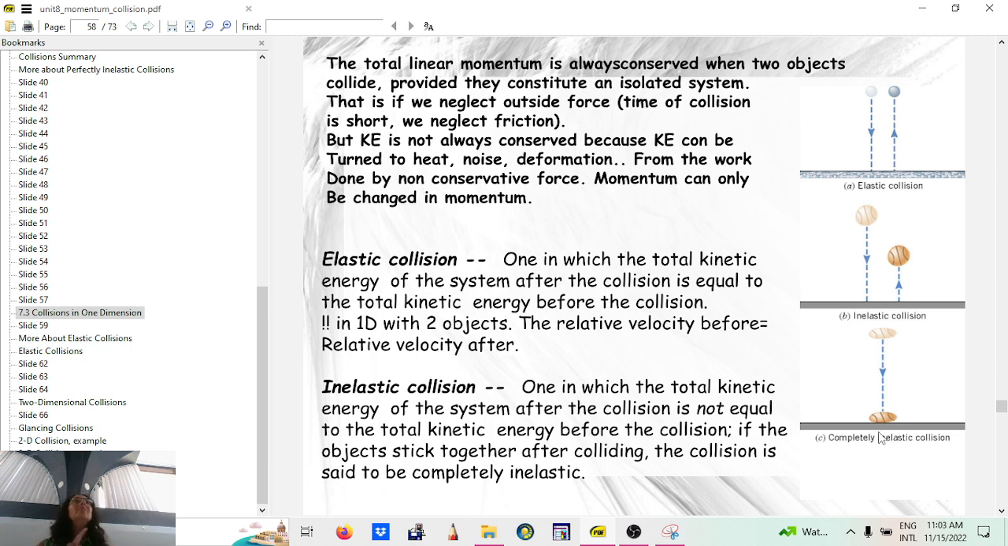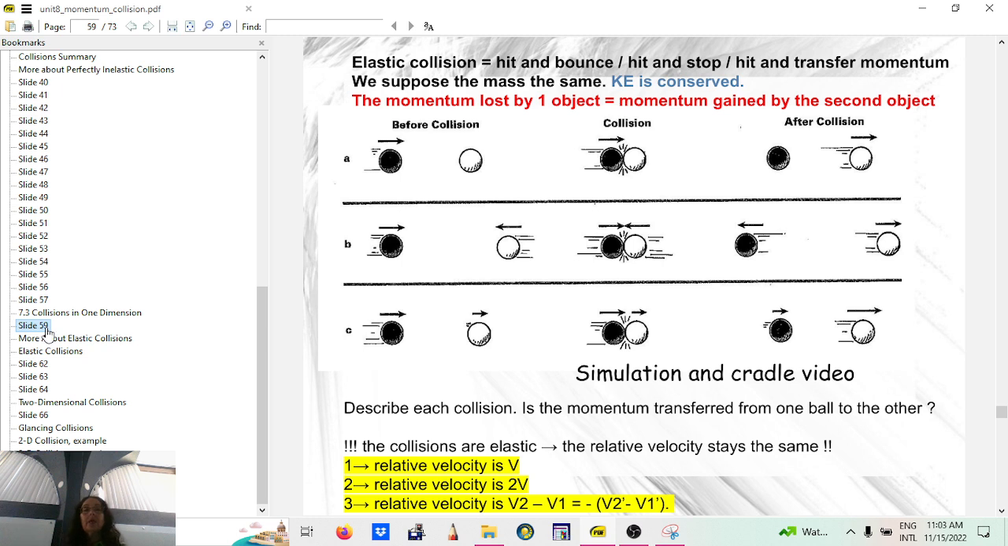However, the momentum is always conserved. Momentum is always conserved. Except here you have the earth, and the earth is so big, it's not going to move very much. Momentum is always conserved unless you have significant friction happening over a long time. Kinetic energy is not always conserved. Is that clear? So, elastic collision means kinetic energy is conserved.